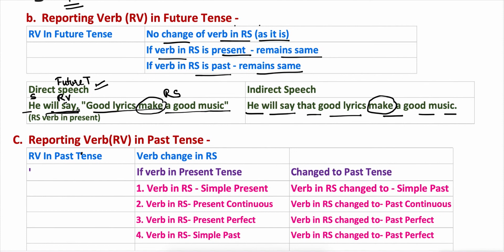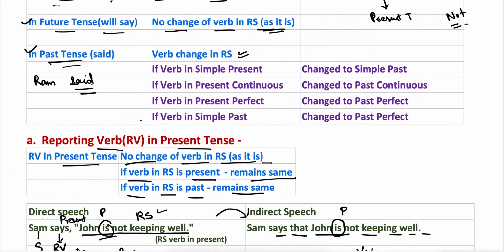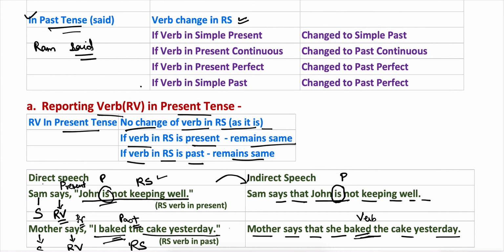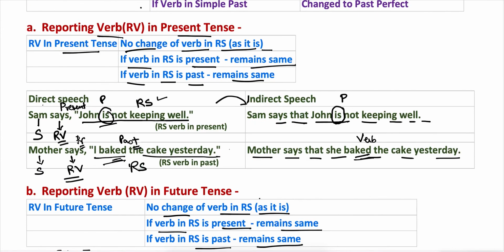So what we have learned, to change a direct speech into indirect speech, first thing which is very important is the change of verb. If the reporting verb is in present tense, then the verb of the reported speech will not change. We have seen the two conditions. In the first case, the reported speech verb is in present tense, so it remains in present tense. In the second case, the verb of the reported speech was in past tense, so it remained in past tense.